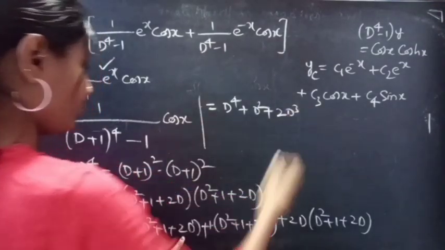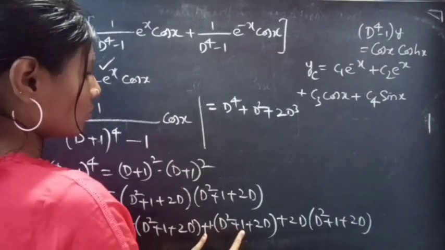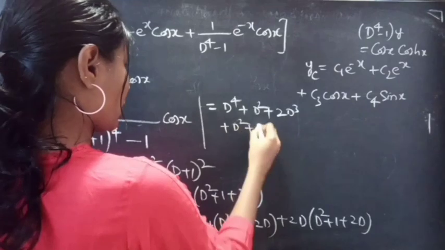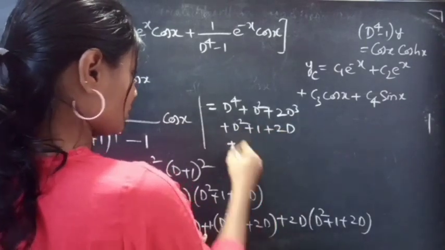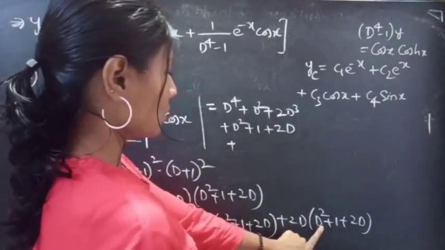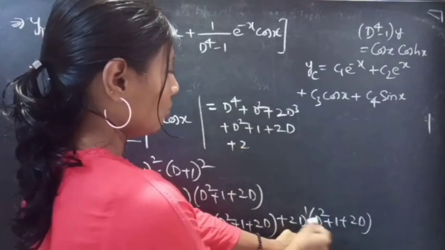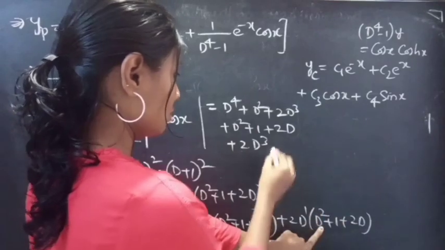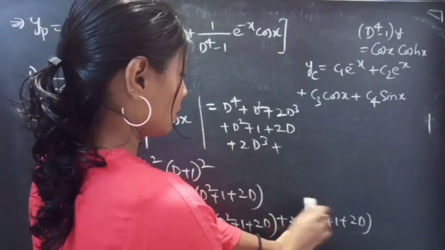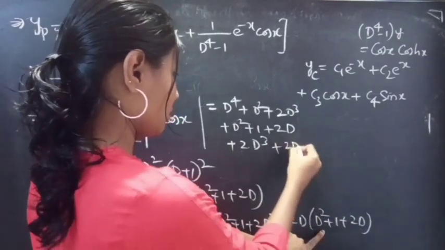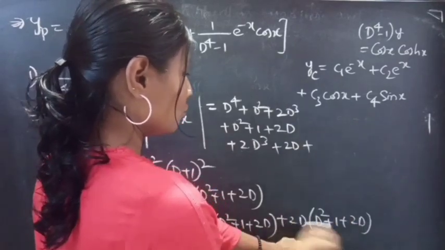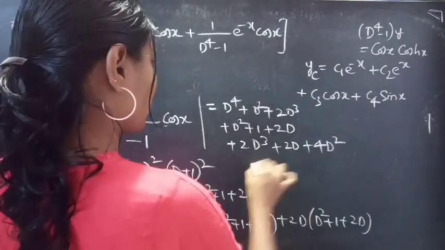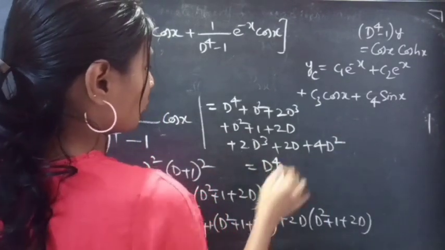d cube, plus 1 into d square plus 1 plus 2d is d square plus 1 plus 2d, plus 2d into d square is 2 into d power 1 into d square is 1 plus 2, 3, plus 2d into 1 is 2d, plus 2 2s are 4, d into d square. This equals d power 4.